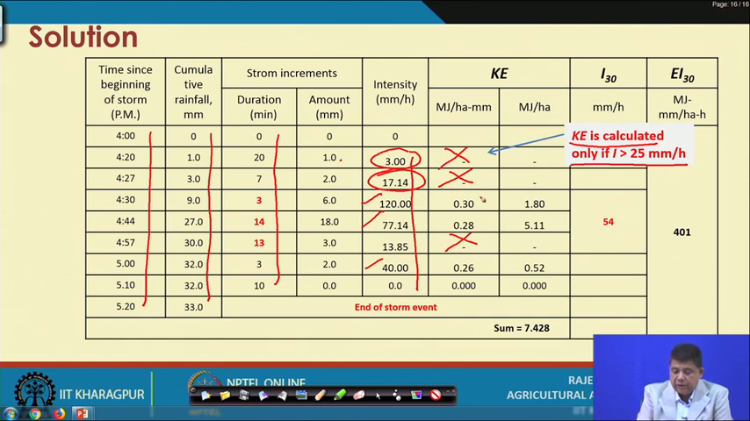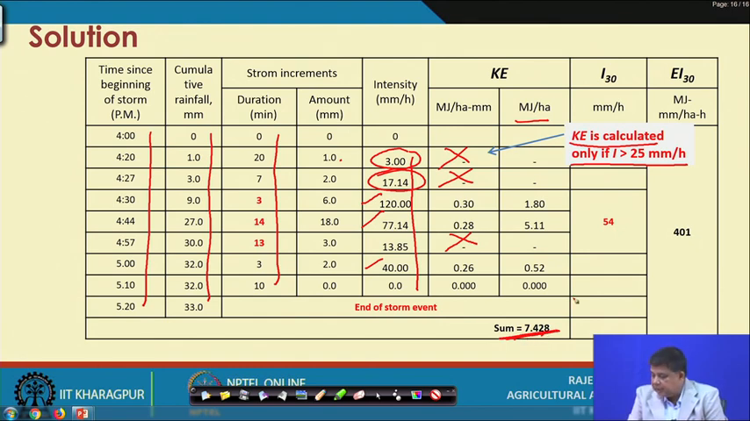So, that is how you see only 3 values in the kinetic energy, in megajoules per hectare millimeter, which comes from the Wischmeier and Smith equation. The same Wischmeier and Smith equation is used here also for calculating the kinetic energy. And obviously, then it will be expressed in megajoules per hectare also only for these durations. That simply means that only these kinetic energies will be multiplied by the rainfall amount, and that is how these values will come. So, the total sum will be 7.428. Remember, in the EI 30 method we calculated kinetic energy for each of these durations, so obviously, that sum was larger.